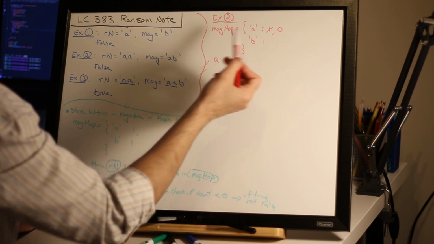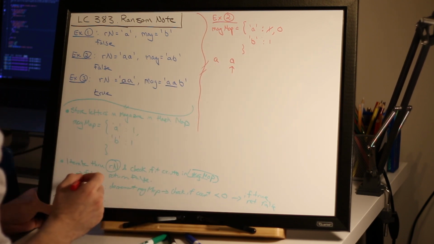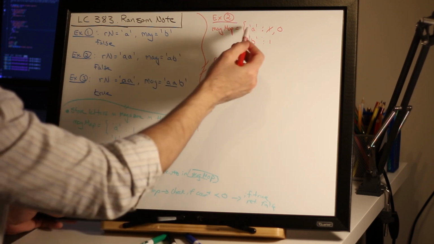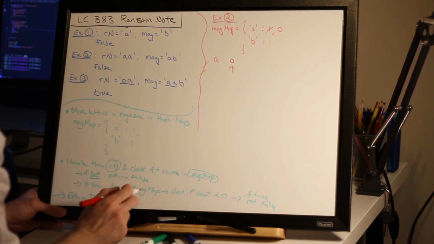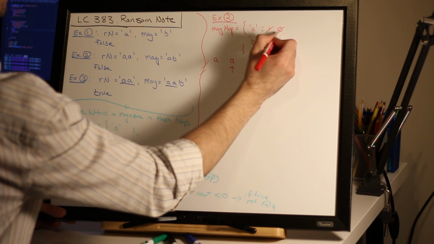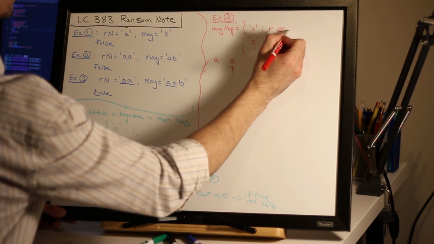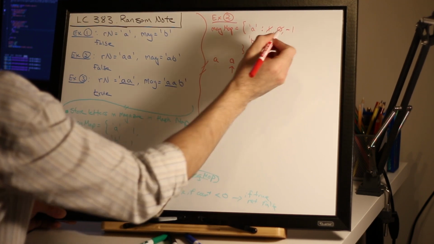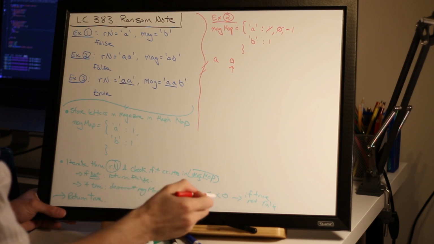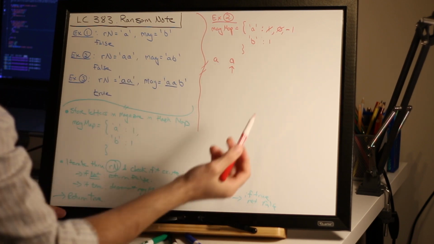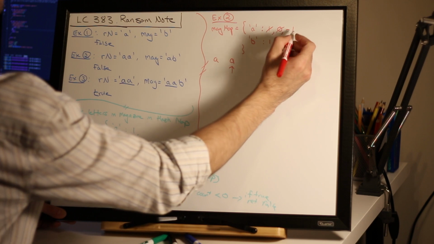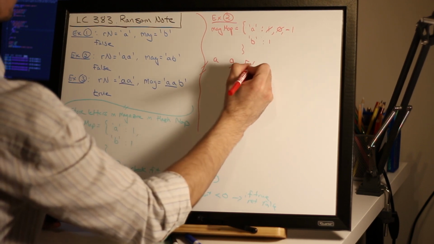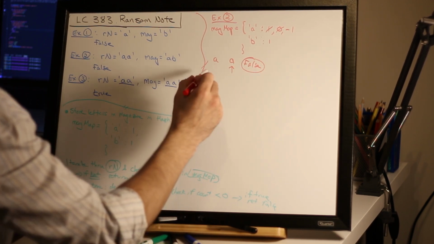Now we're on the second A. We check if A exists in mag map, right? If not, return false. If true, it does exist, so we decrement the mag map. Again, this goes to -1 now, right? And now we check if the count is less than 0. Well, yes it is. It's -1. If that's true, return false. Okay, cool.